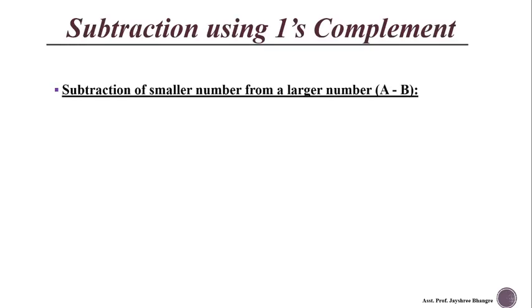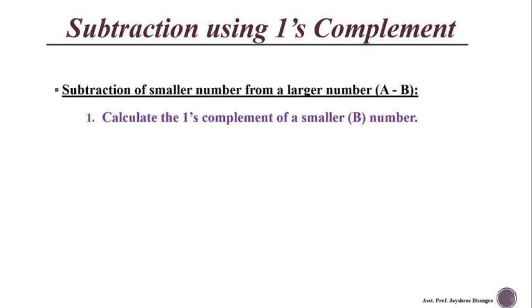Now let's see subtraction using the 1's complement method. Consider subtraction of a smaller number from a larger number, for example A minus B. If A is the larger number and B is the smaller number, we have to follow some rules. The first rule is to calculate the 1's complement of the smaller number B, that is, the 1's complement of the subtrahend, the number being subtracted.